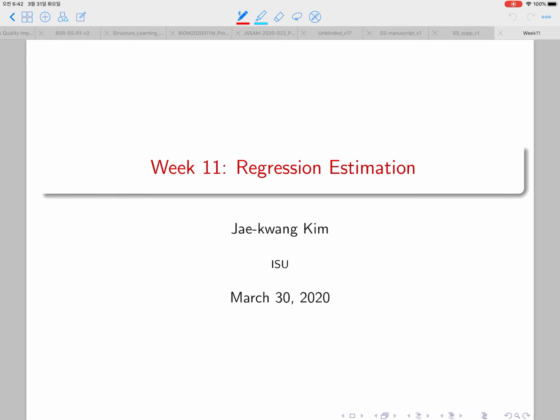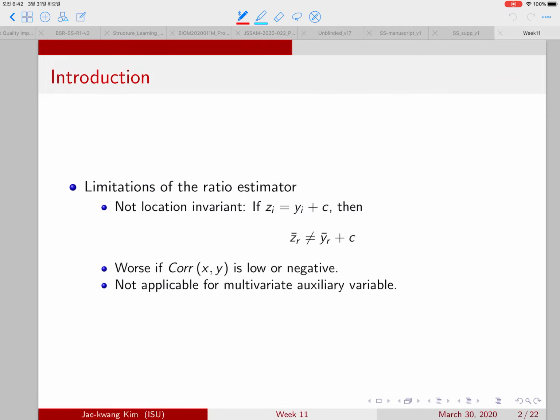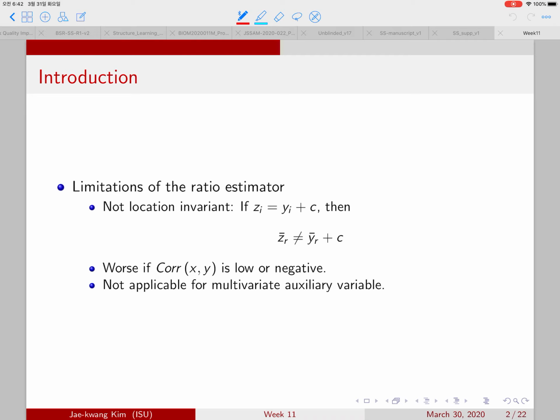Today we'll study regression estimation. Last week we studied ratio estimation. Ratio estimation is probably the simplest method of incorporating auxiliary information in the estimation stage. However, it has several limitations.